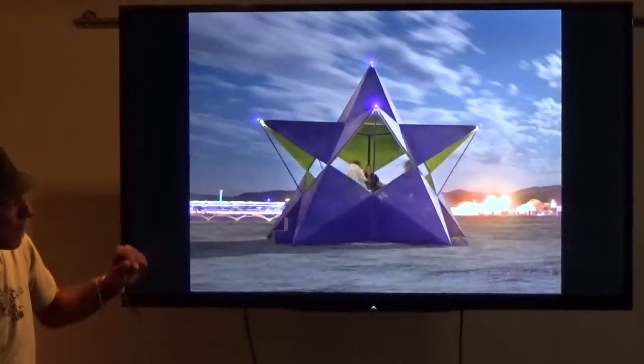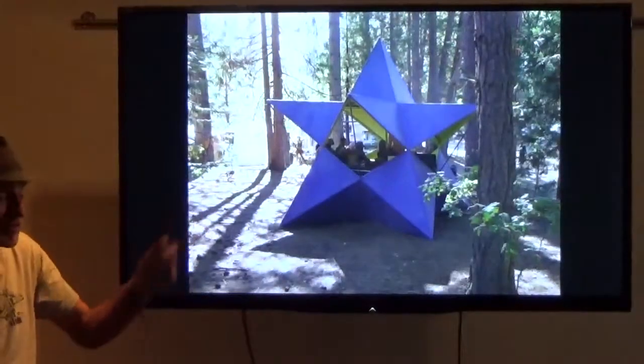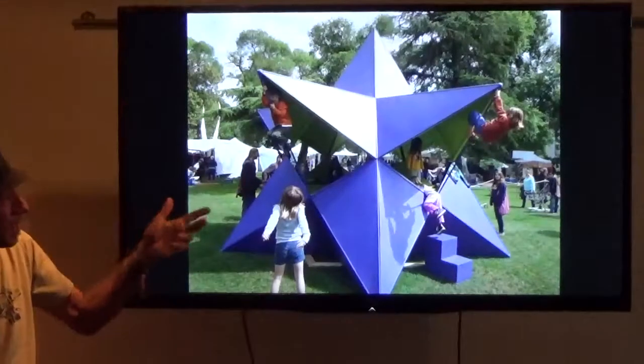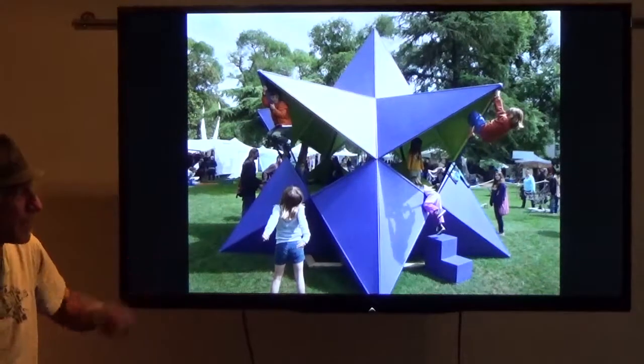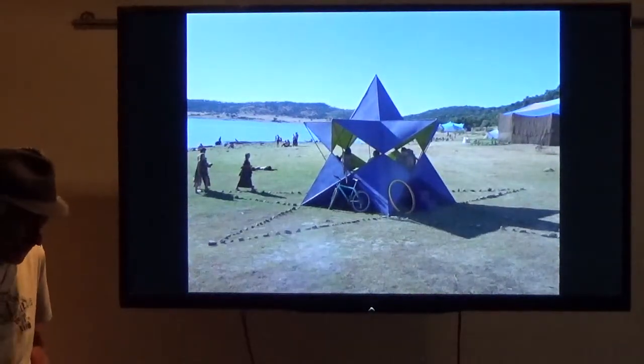After Burning Man, there's the pendant of it, and it went on to go to Symbiosis Gathering, and this is at the LA DCOM. It was at the Whole Earth Festival at the University of California in Davis, and it even got shipped to Portugal for Boom Festival in 2010.